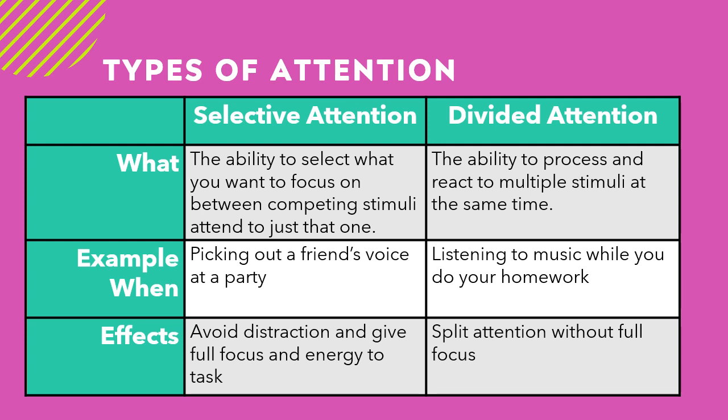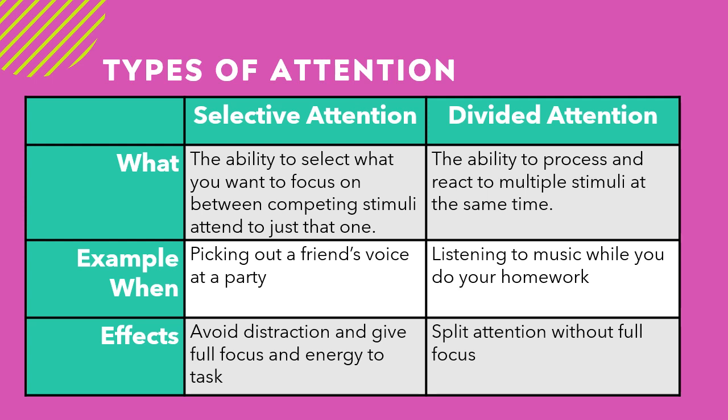Divided attention is what we more commonly know as multitasking, which is the ability to process and react to multiple stimuli at the same time. And this has kind of been debunked a bit in literature where you're not actually attending to two different things at the same time. It's relying either on muscle memory or you're switching between them rapidly. However, it's still something that is processed differently in the brain than selective attention.